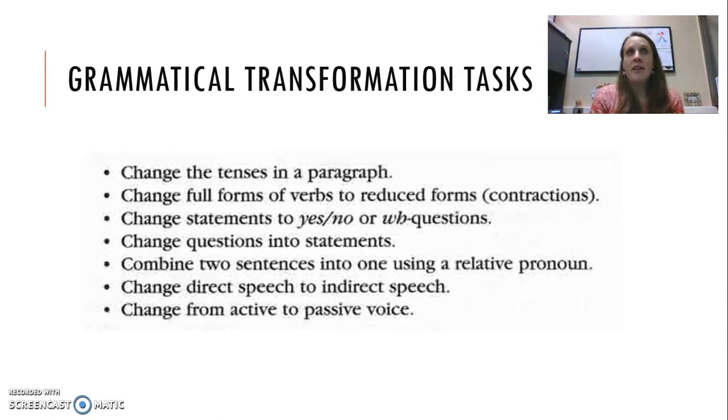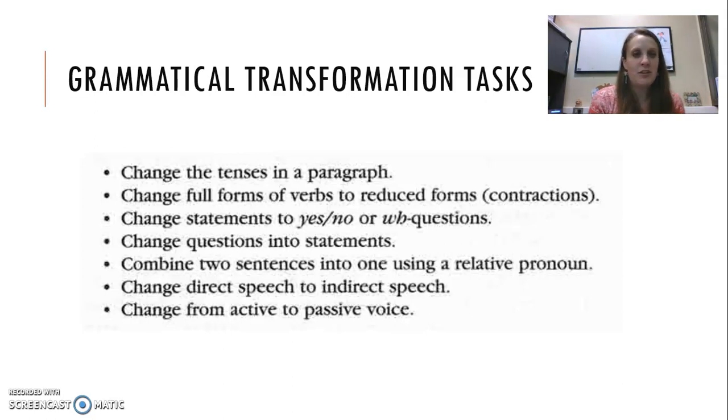So for example, you give them the statement, I buy pretzels. I don't know why pretzels, but I buy pretzels. And they have to write, do you buy pretzels, right? Or who is buying pretzels? And they have to change the statements into questions, or vice versa, change questions into statements.